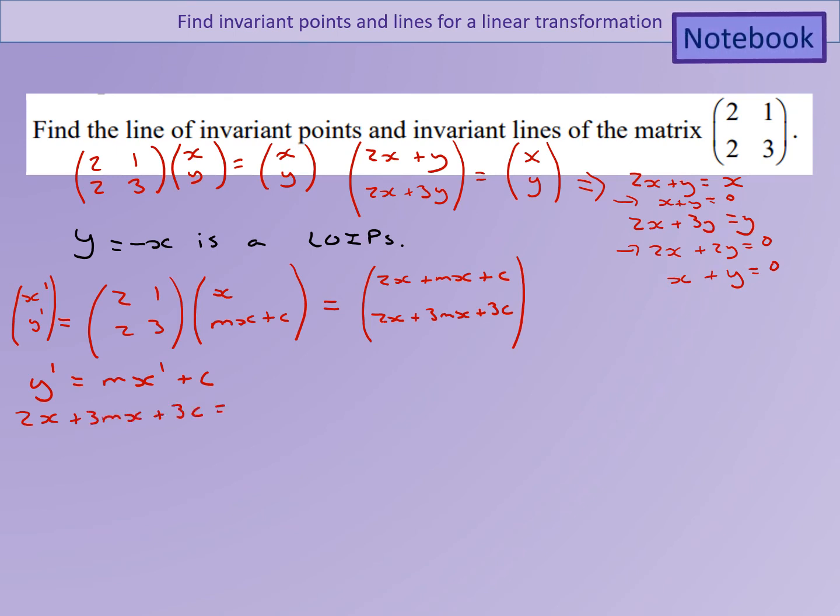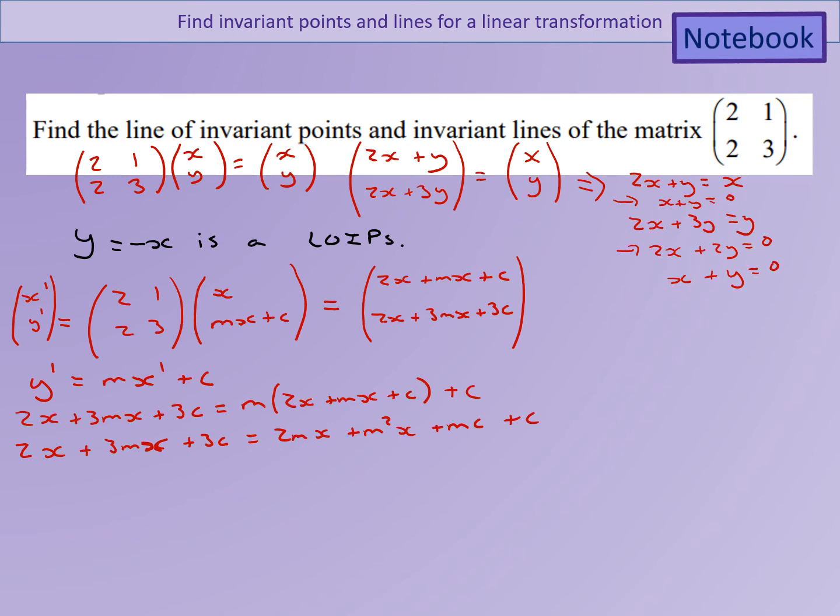That's y dash equals m, and then the expression we got for x dash was 2x plus mx plus c plus c. So expanding that out gives us 2x plus 3mx plus 3c equals 2mx plus m squared x plus mc plus c. So this is a little bit more complicated than the one that we had before, because we are now considering lines that don't go through the origin. They've got a plus c as well.